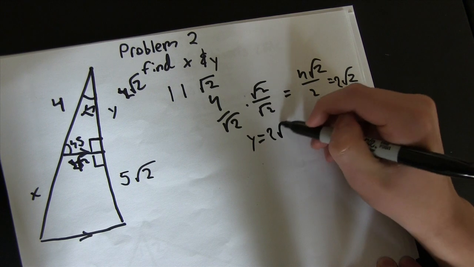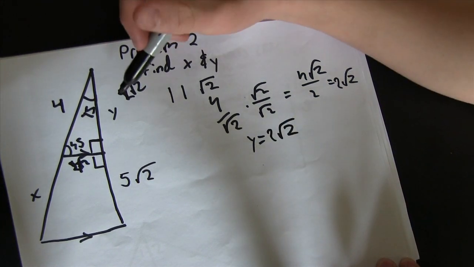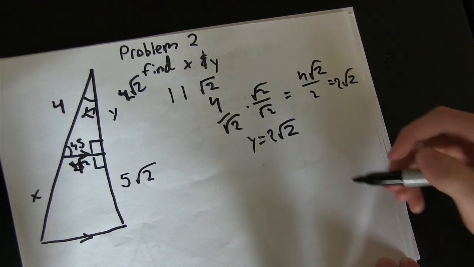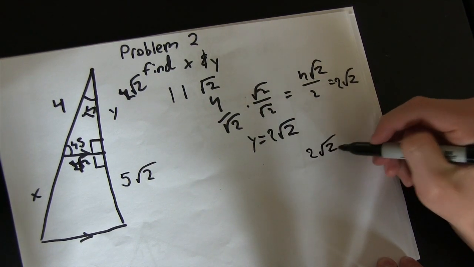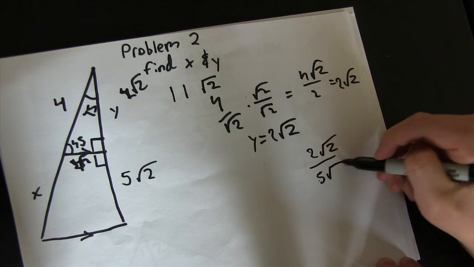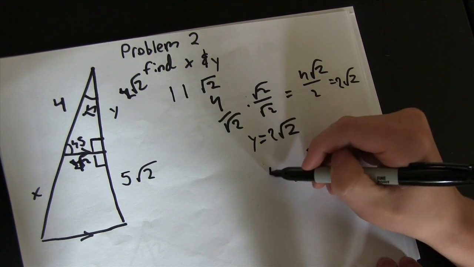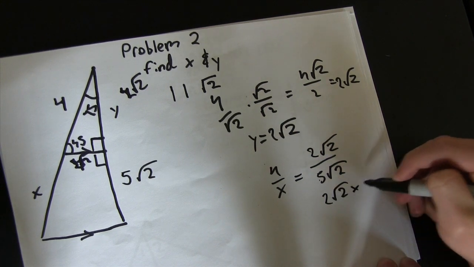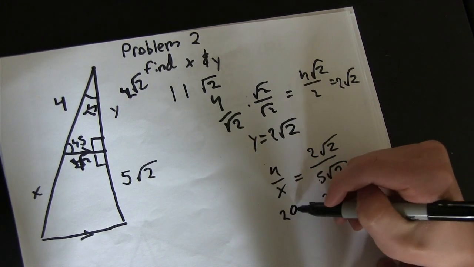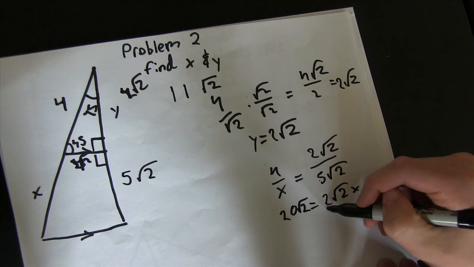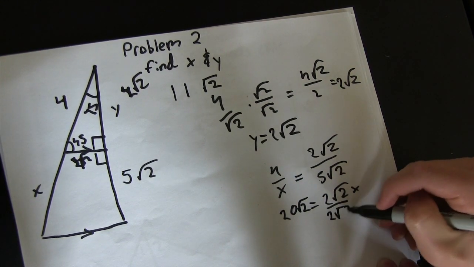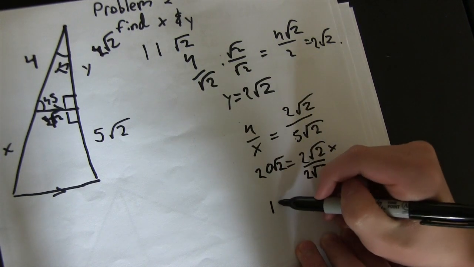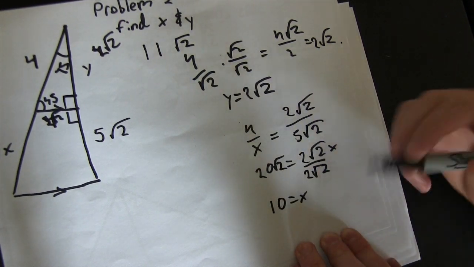So we've already got half of our problem done, right? Now it's just like solving our first problem. We have 2 root 2 over 5 root 2 is equal to 4 over x. So now we've got 2 root 2 x is equal to 20 root 2. You want to get x by itself, so divide by 2 root 2, and we end up with 10. X equals 10, that's your answer.